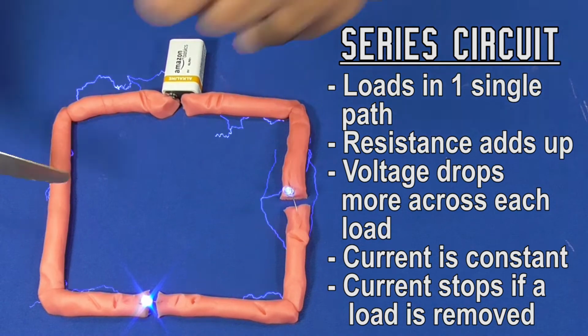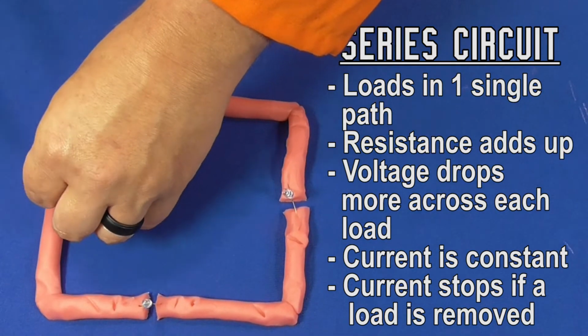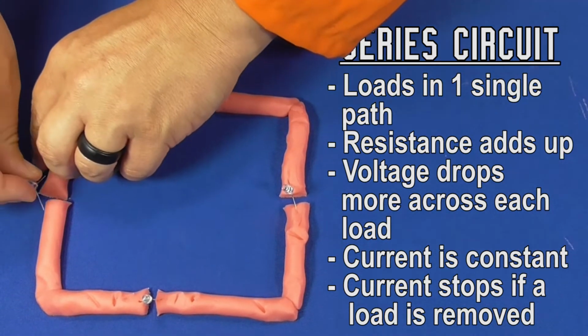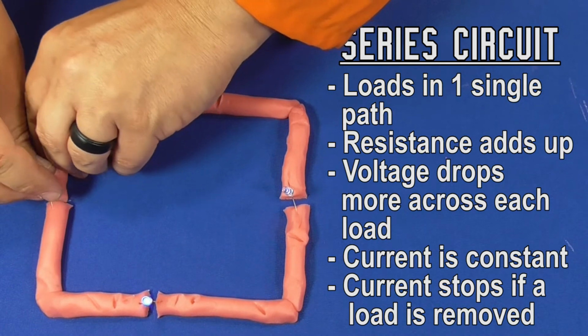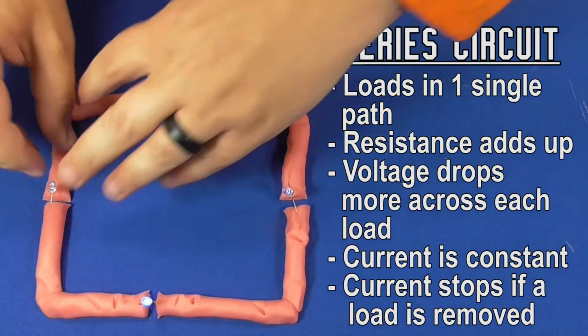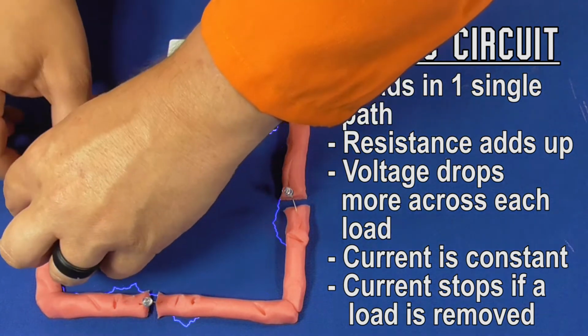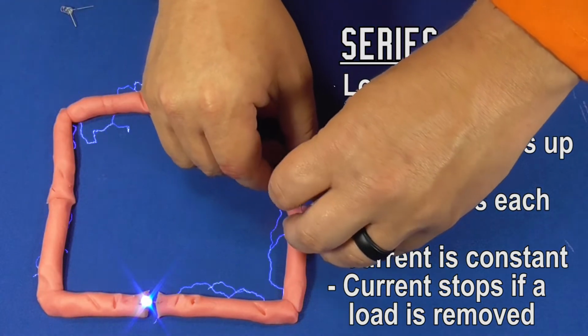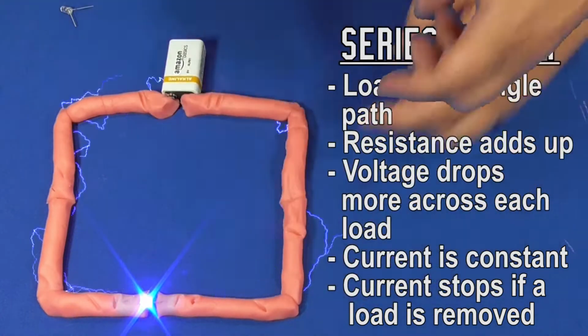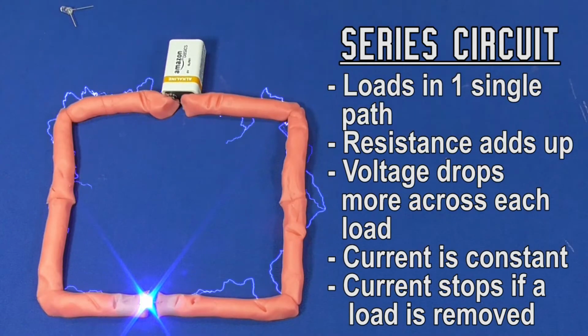If you add more loads, notice that the brightness of the LEDs drops. The current acts like a highway. If you add more tollways, the traffic slows down. Removing any of these LEDs stops the flow of electrons, and the whole circuit dies.